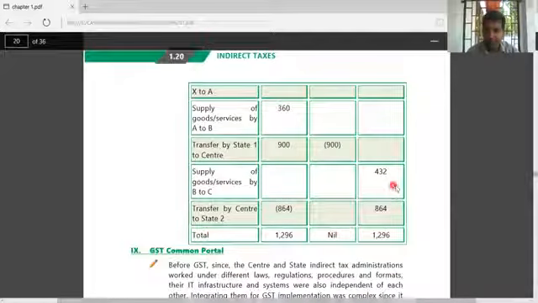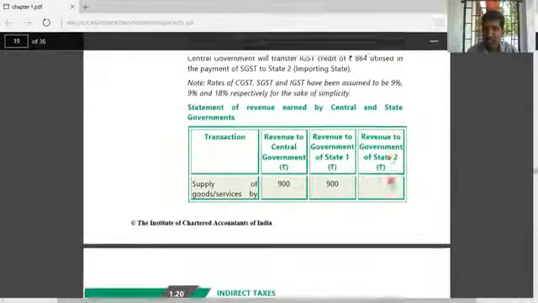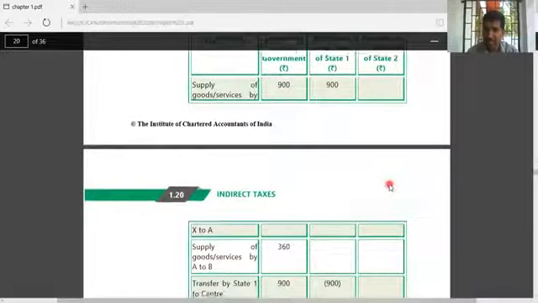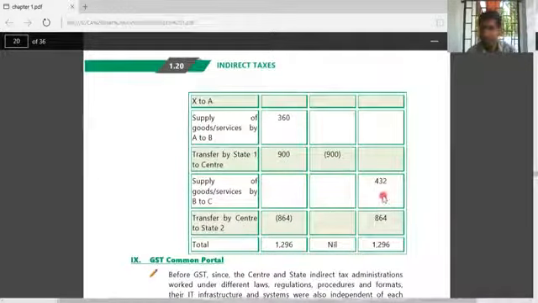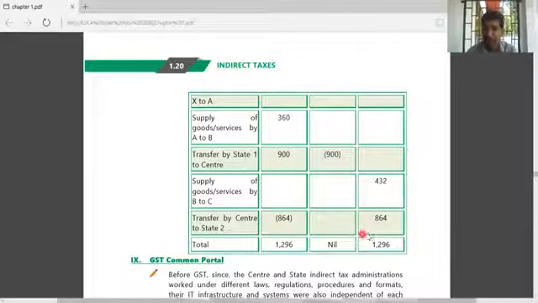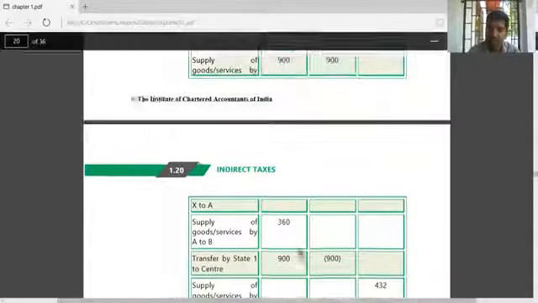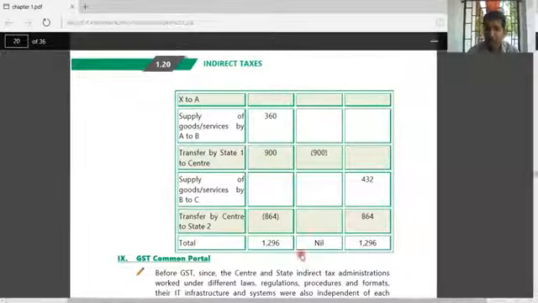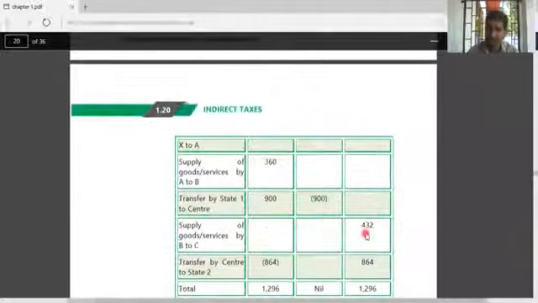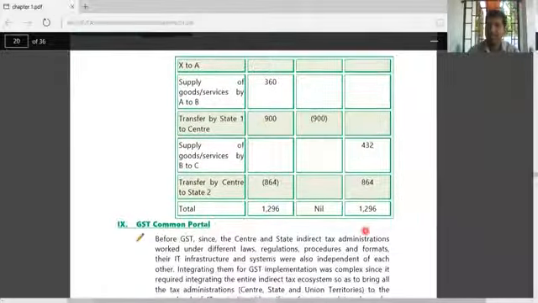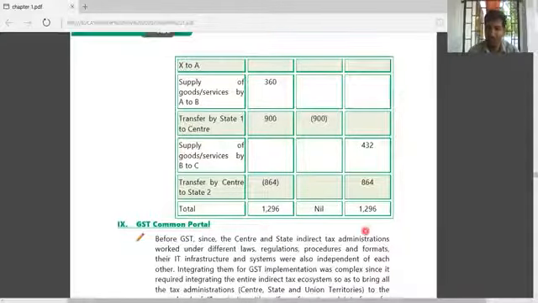Now in the last stage, it is again stage 2, a different state came. In stage 2 we paid to state 2, 432. Now from the central government fund we remitted to the state government fund 864. So at the end 1296 is received by the central government and 1296 is received by the state government. So equally 9%, 9%, both central government and state government received. So you have to go through this illustration once again.